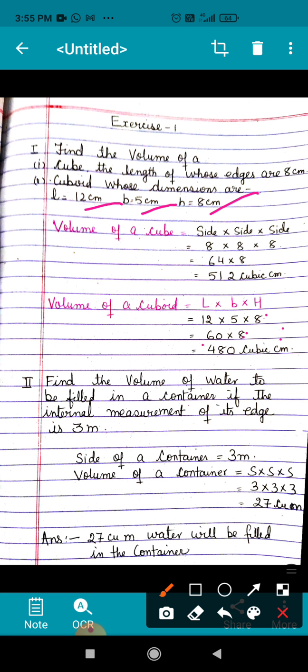Okay. Now just have a look at question number 2. Find the volume of water to be filled in a container if the internal measurement of its edge is 3 meter. Now here the side of the container is 3 meter. Because the container is cube shaped, you will use the formula side into side into side. When you multiply this, 3 into 3 is equal to 9, 9 3s are 27 cubic meter. It means in the container 27 cubic meter of water can come.